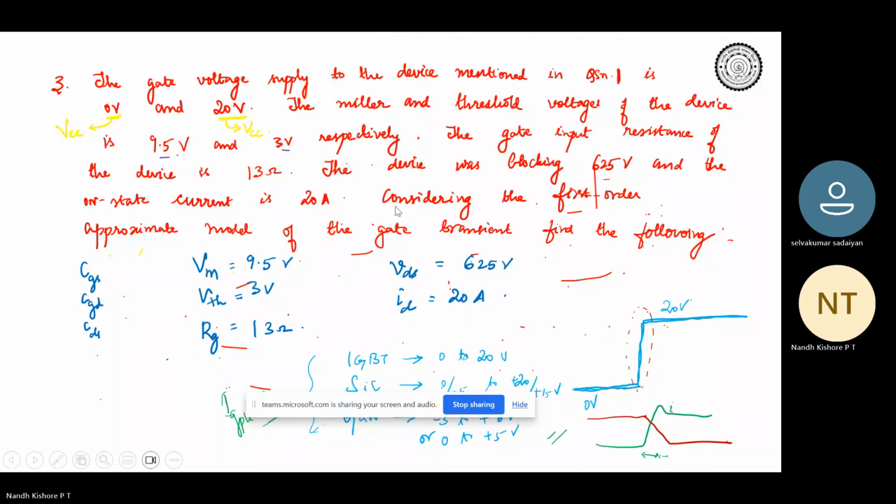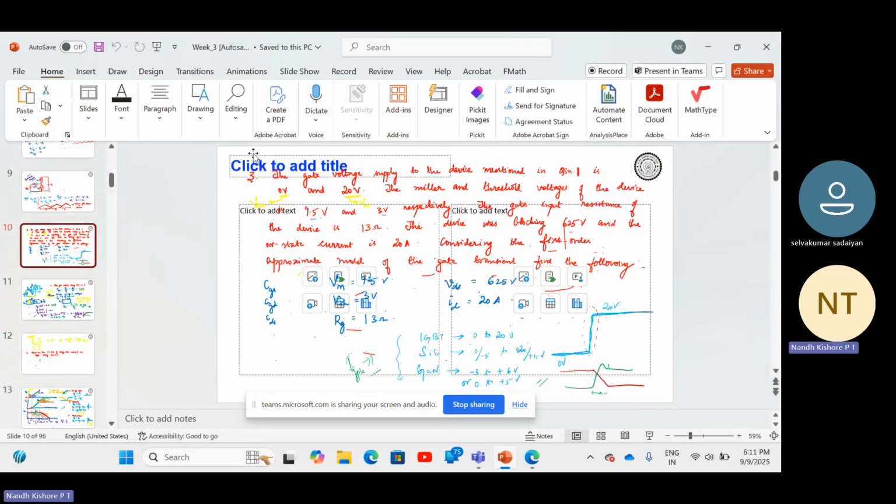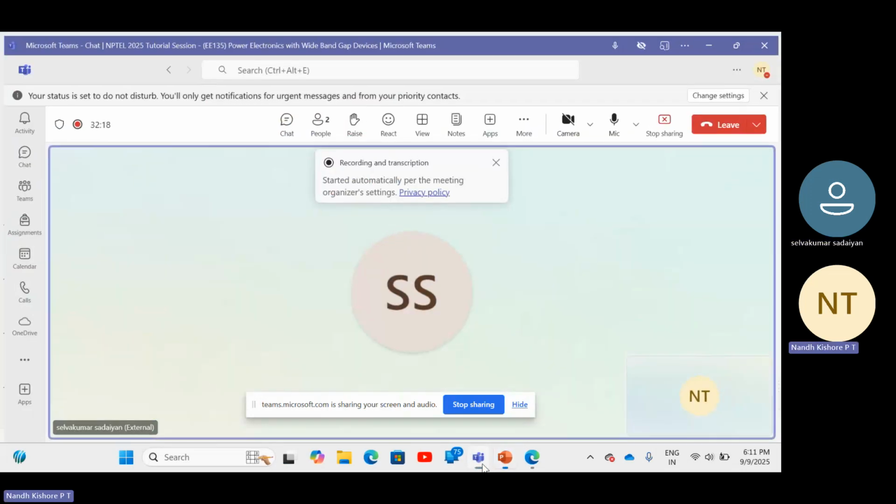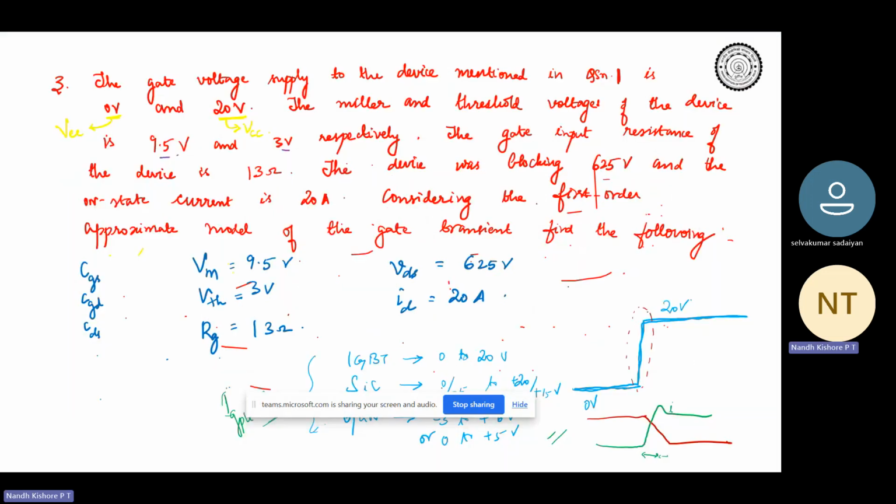So we'll just continue from the last class. Yes. Okay. So we were saying this particular problem, right? So the gate parameters are given. In this problem, we had to find out what is the current rise time and voltage fall time. And by extension, we also had to find out what is di by dt and dv by dt.